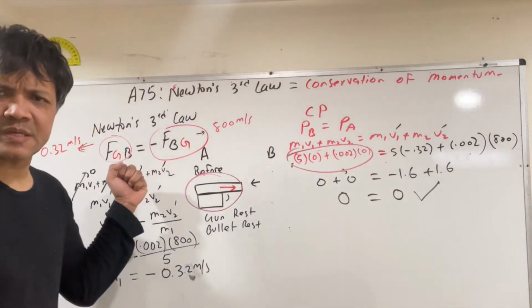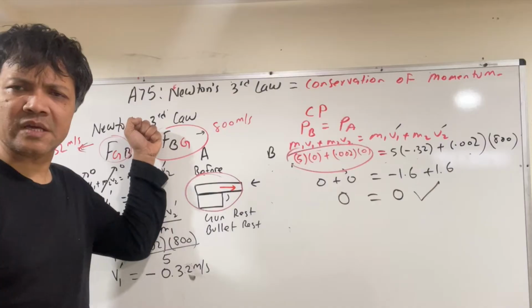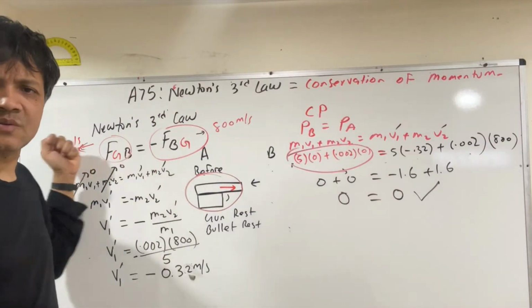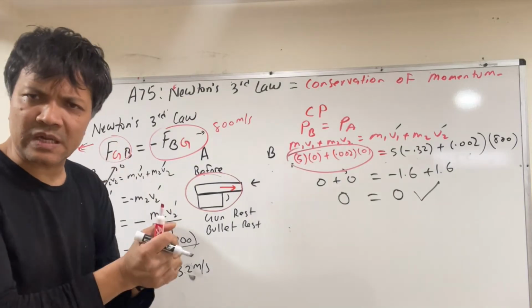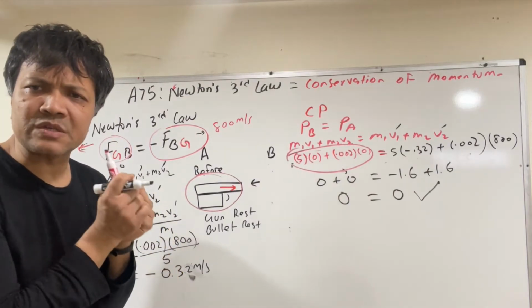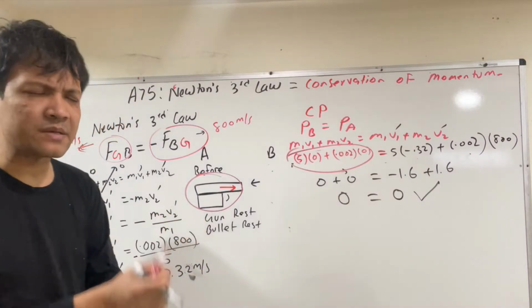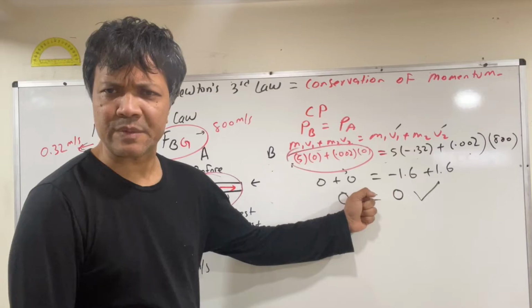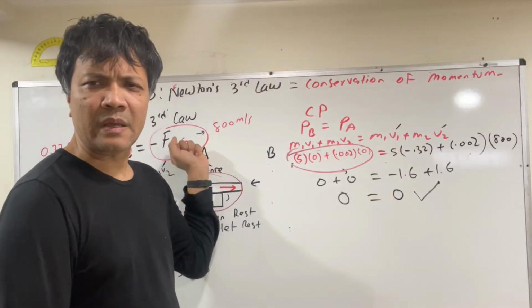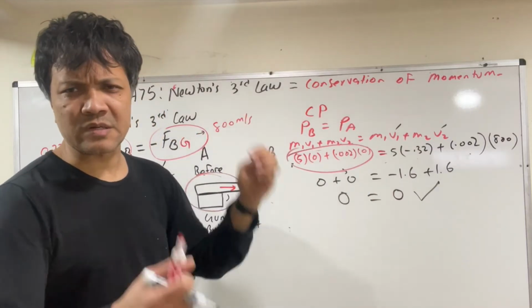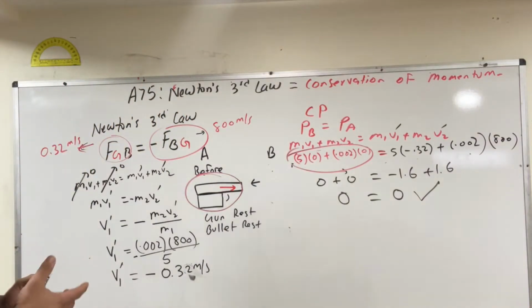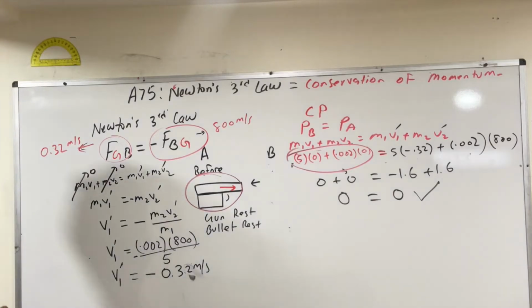So you see Newton's third law over here: the bullet goes this direction and the gun goes this direction. This is Newton's third law, right? Equal in magnitude, opposite in direction, all right? This is momentum, okay? We see that momentum is conserved in all types of collision. That's what I'm going to show you right now.